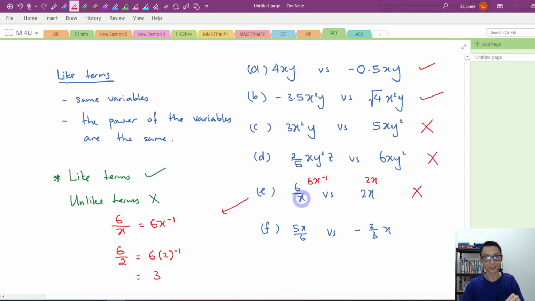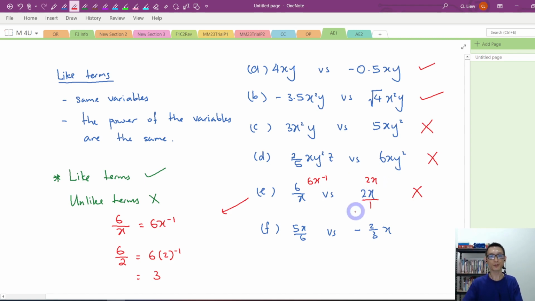When the x here is at the bottom, at the denominator part, and this is actually the numerator part, their position are different. So in this situation, the x is actually power negative 1, the x is power 1, different power. Therefore, these two terms are unlike terms.